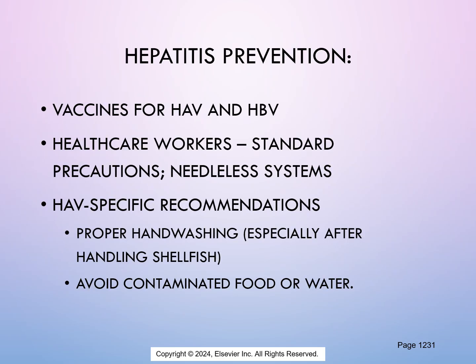Moving on to prevention for hepatitis. For hepatitis A, we recommend the vaccine, good hand hygiene, and avoiding contaminated food or water. For hepatitis B, we recommend the vaccine. We use standard precautions. You don't have to use your gown, mask, and goggles for these patients, just your standard precautions with your gloves. Testing healthcare workers is also used to help prevent the spread of Hep B, avoiding needle sticks, and vaccinating high-risk groups.